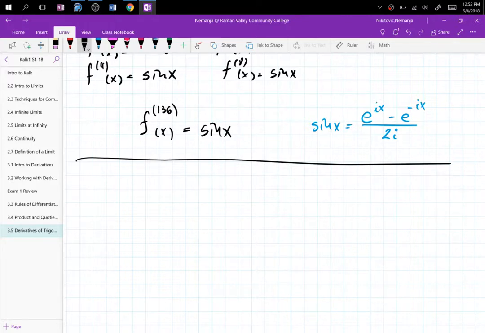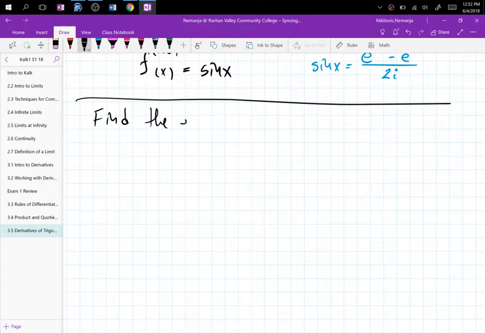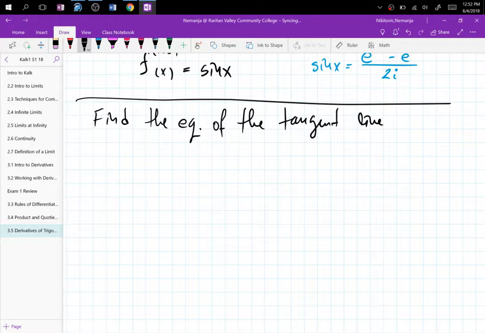Good. How about we find an equation of the tangent line, because we can. Find the equation of the tangent line to f of x equals e to the x cosine x.